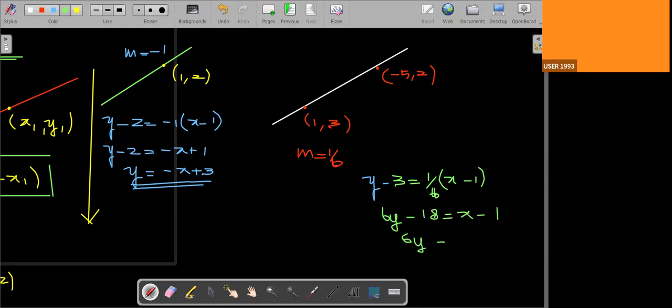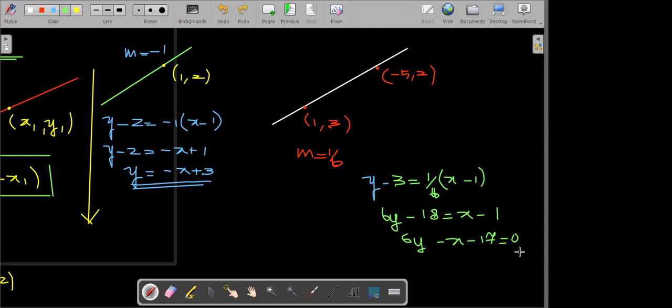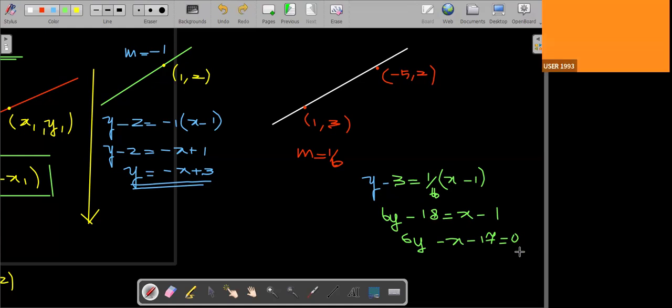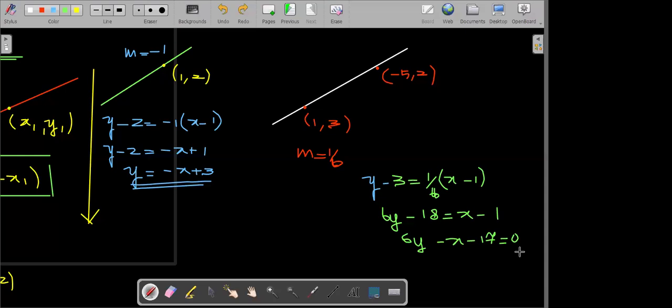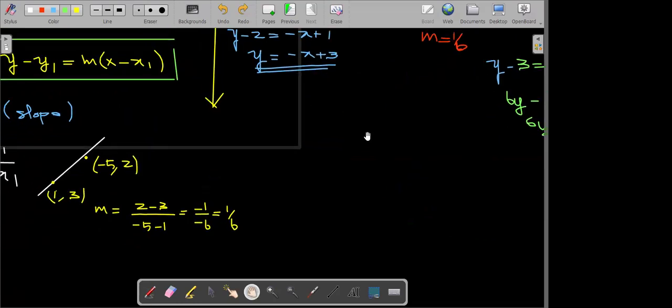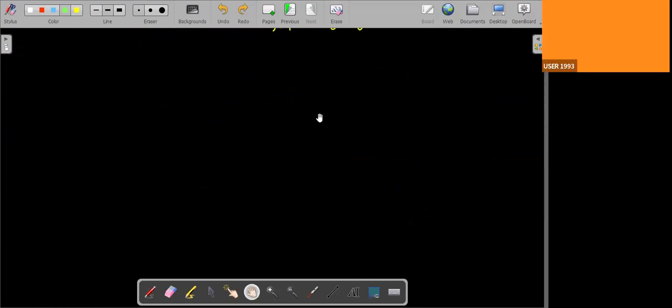You can still write it like this by making one side 0. Understood that part? Yes, sir. This is how we find the straight line's equation. Okay? Okay, sir. Right. Let me talk about the other case, which is right on heading.